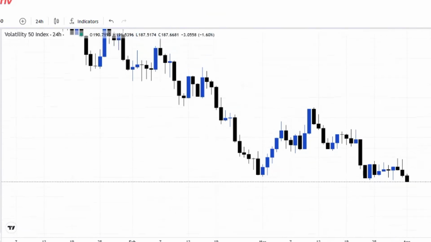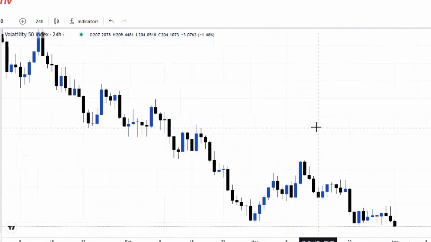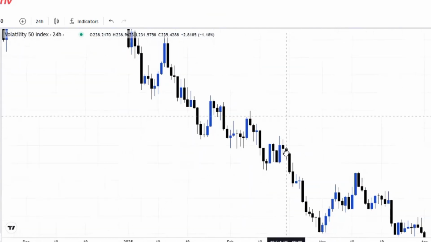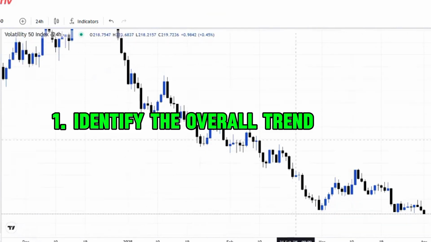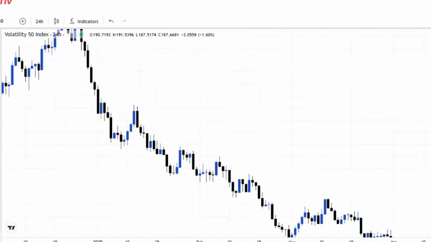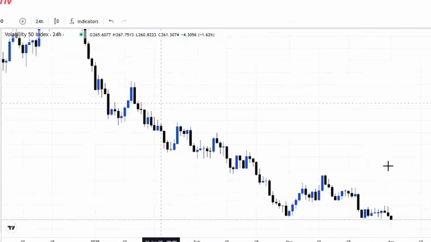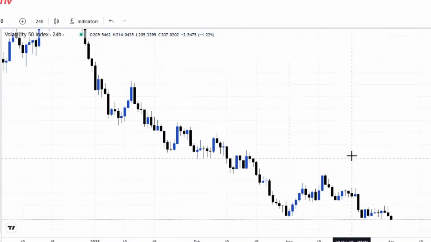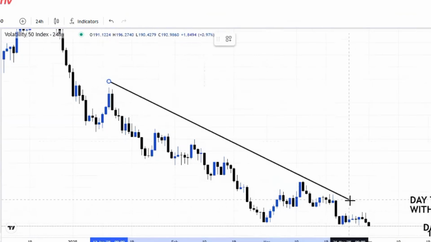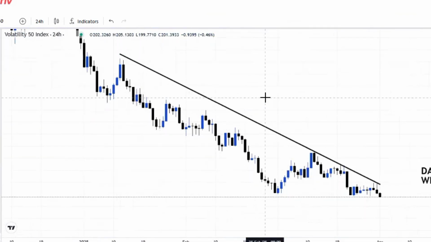Now look at what I said. Remember the first thing I said: number one is looking at the overall trend of that market on the daily chart. Now we are looking at the overall trend of this particular market. This is Volatility 50, for those that trade synthetics. If you look at this, you find that this is the overall market trend, and the market is sloping down. That simply means that the market is going down.